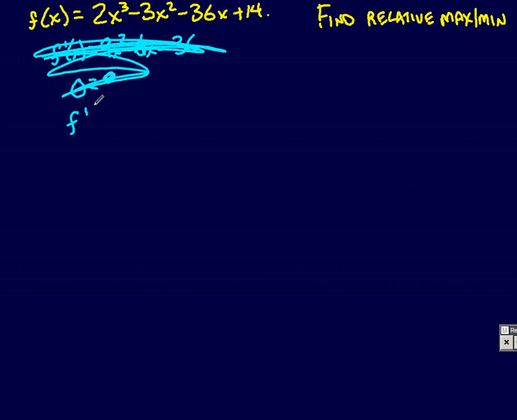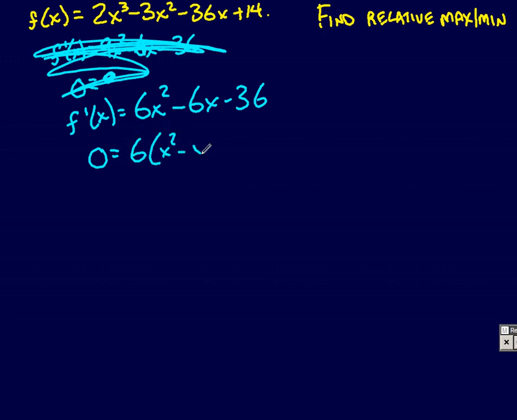This happens. F prime of x will equal 3 times 2 is 6x squared minus 6x minus 36. I'm setting it equal to 0. I'm going to factor out a 6, so I'll have x squared minus x minus 6. That will factor out to be 6 times (x minus 3)(x plus 2), which means x will equal 3 or negative 2. Okay, same thing as before.